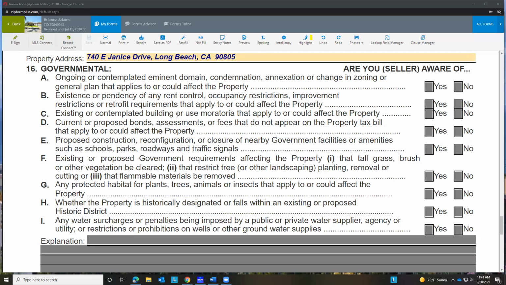Existing or contemplated building or use moratoria that apply or could affect the property. Current or proposed bonds, assessments, or fees that do not appear on the property tax bill that could affect the property. Proposed construction, reconfiguration, or closure of nearby government facilities or amenities such as schools, parks, roadways, traffic signals.